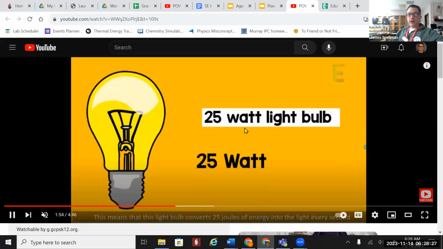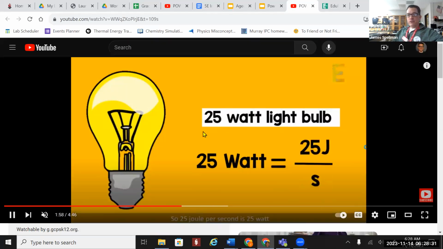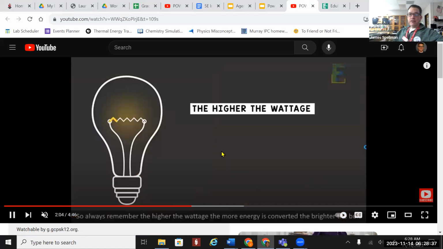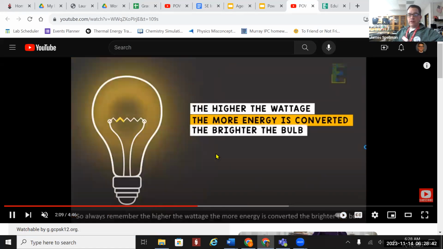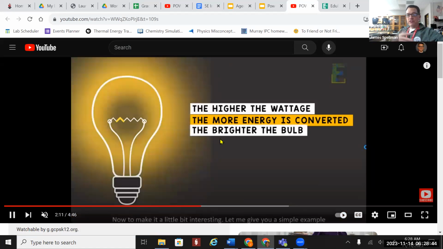So in your house, you might have a certain watt light bulb. And so this is a 25 watt bulb that's illustrating here. That means it's doing 25 joules of energy every second. And so again, the higher the wattage, the more joules per second. And basically that's processing more energy every second. And what we would see with the bulb is that it ends up being a brighter bulb.